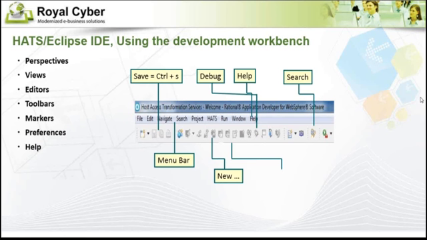Now let's see what Eclipse is. Eclipse supports a variety of tools for development, including IBM HATS. During HATS application development, we frequently use editors, toolbars, markers, preferences, and so on. Rational Application Developer is a successor to IBM WebSphere Studio Application Developer. It is based on the open source Eclipse development platform.